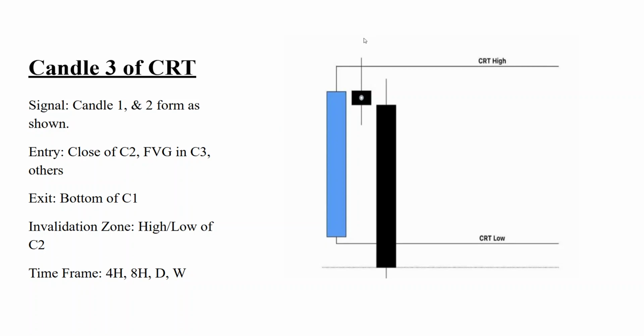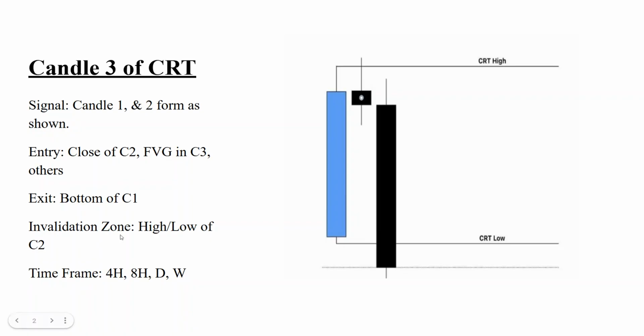It could lead to some pretty big stop losses. If you want to be more exact, you can wait for maybe the first fair value gap in candle 3 or any number of entry signals. You can experiment with that for yourself on a lower time frame when it comes to a successful candle 3 if you back test it. Your exit will be the bottom of candle 1. That's where ideally you want price to go.